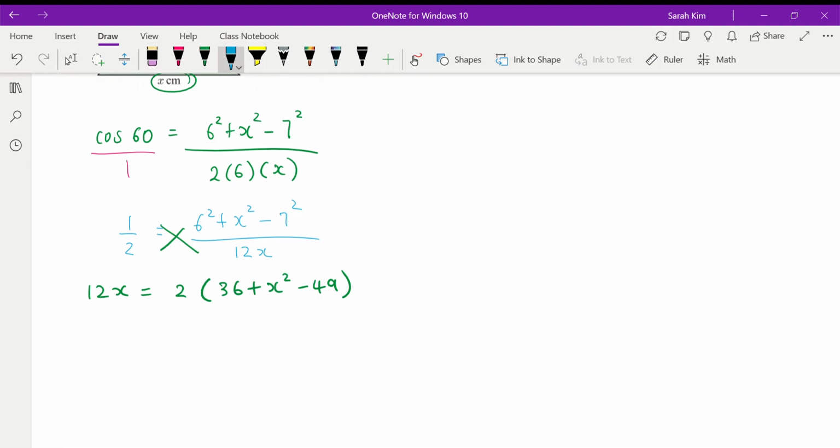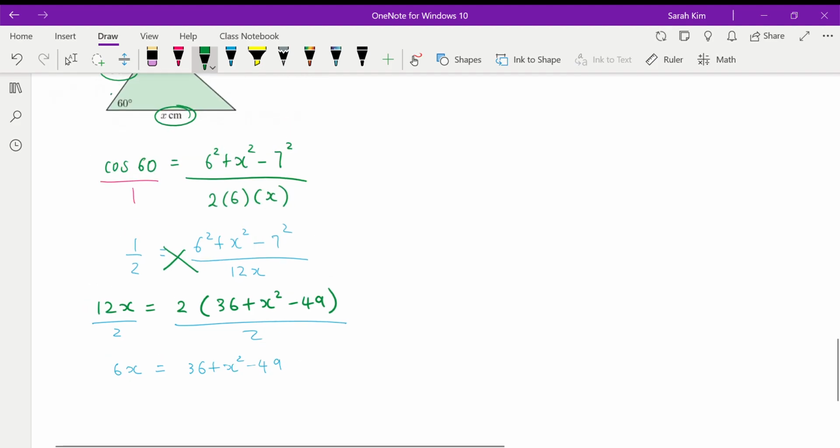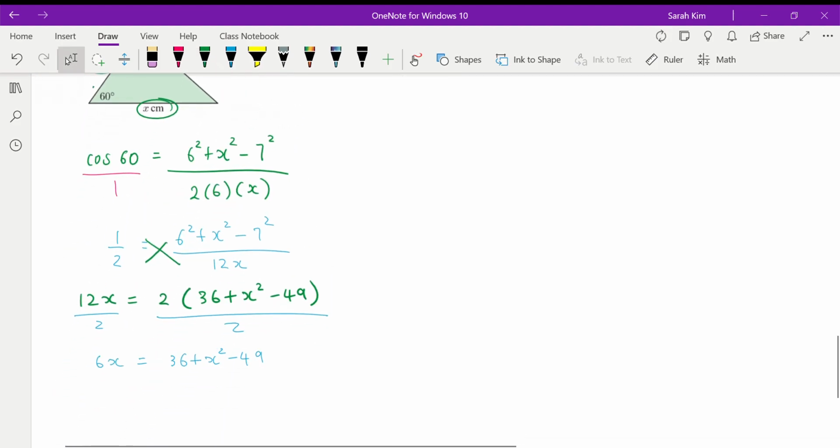So if I expand that, I get, maybe I'll just get rid of the 2 from this side to make my life easier. So I get 6x equals 36 plus x squared take 49. Now I'm going to wanting to make it look like that. So I'm going to add these 2 together. 36 take 49. That's just going to be simply x squared take 13.